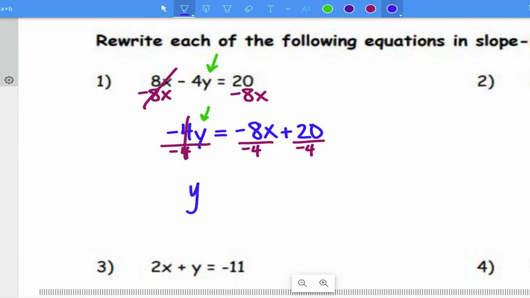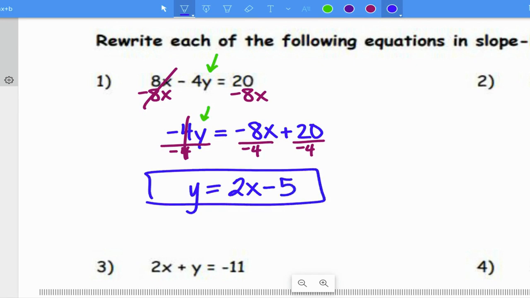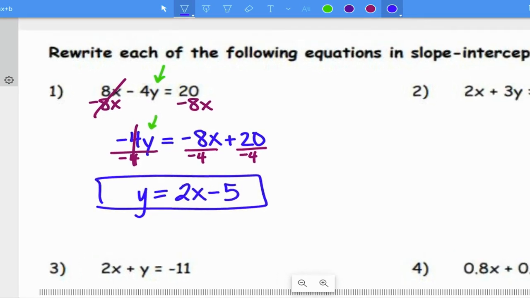And my new equation becomes y equals negative 8 divided by negative 4 becomes 2x. And 20 divided by negative 4 becomes a minus 5. And now I have my equation in slope-intercept form. Let's do one more together.